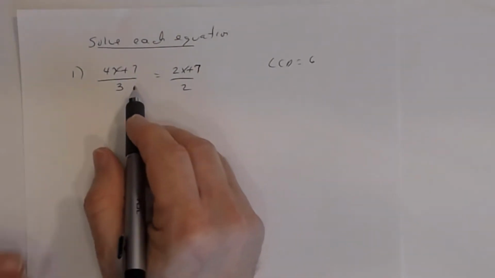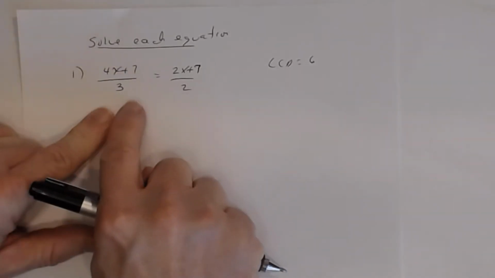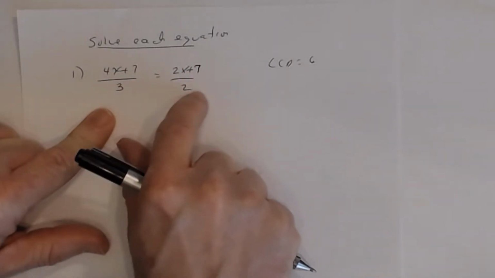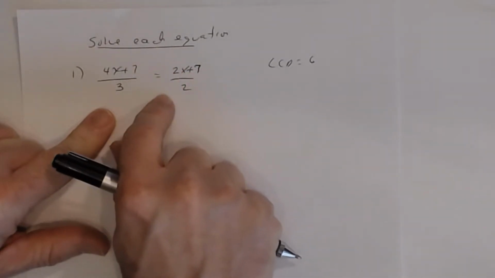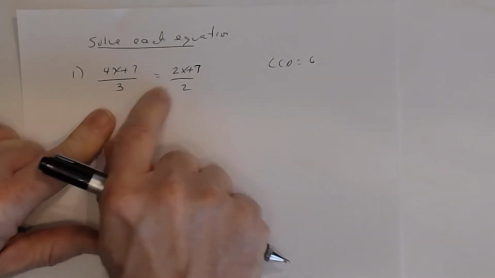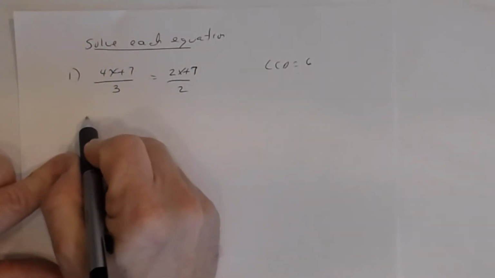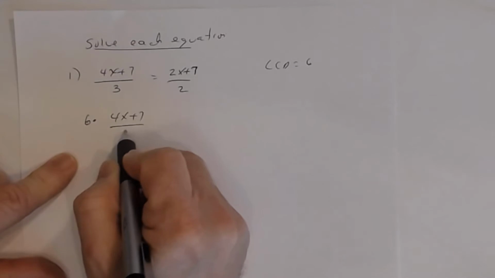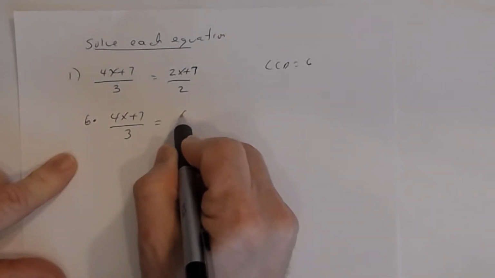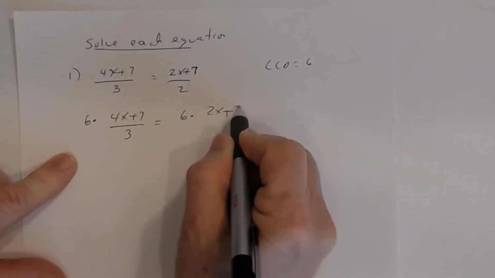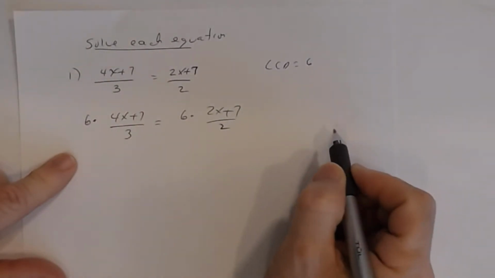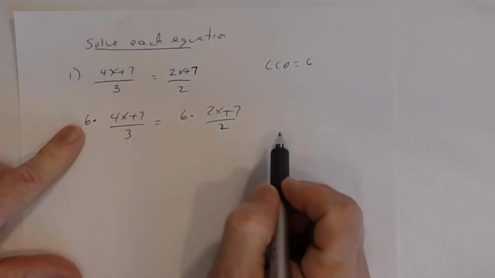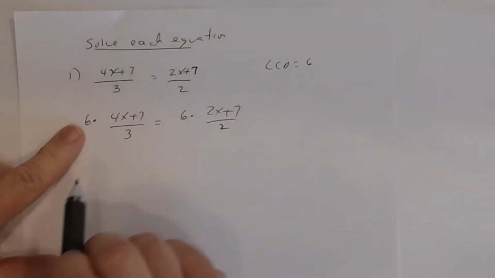All right. Now, one thing I've got to tell you as we go through the process: there's only one fraction on the left, and on the right-hand side there's only one fraction. So I don't need to put this in parentheses because that's just 1 over 1. So here's what I'm going to do. I'm going to write this as 6 times (4x + 7)/3 equals 6 times (2x + 7)/2. So this fraction times 6, this right-hand side times 6. What I do to the left, I do to the right.